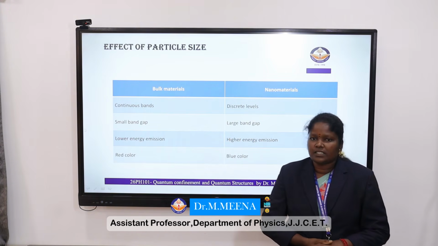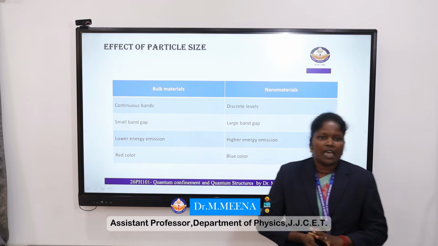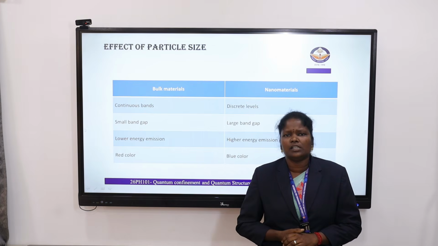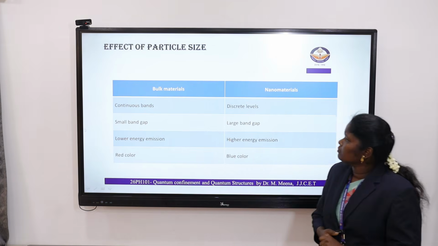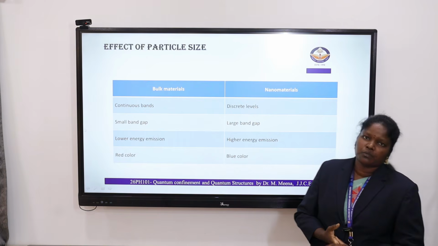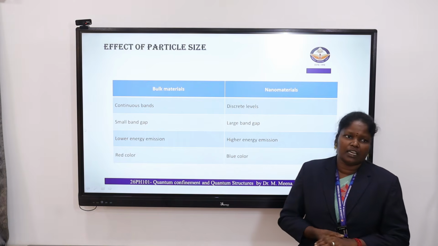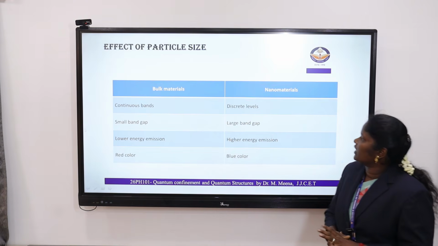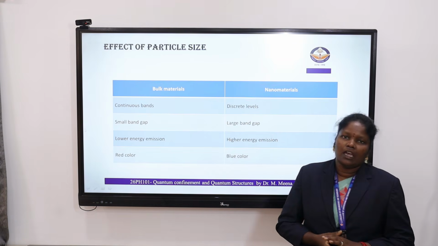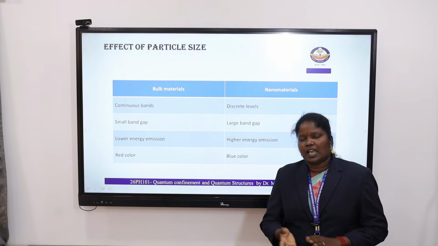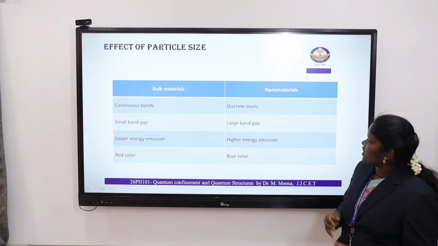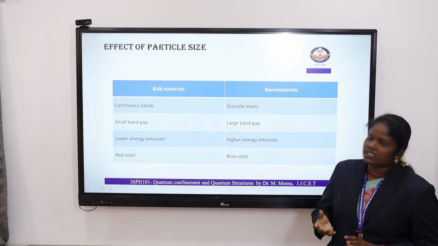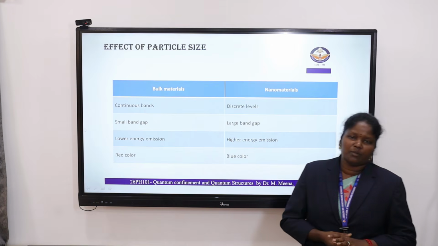Effect of particle size. Bulk materials have continuous bands. For example, a rainbow. In bulk materials, the smaller band gap gives lower energy emission and it emits red color. In nanomaterials, there are discrete energy levels, like electromagnetic waves. Then a large band gap gives higher energy emission, and nanomaterials emit blue color.